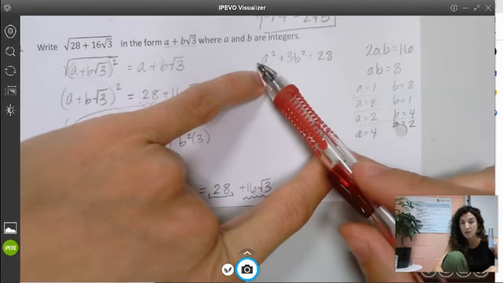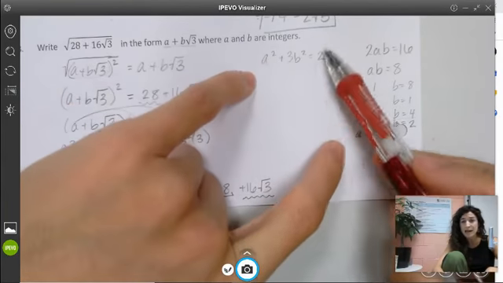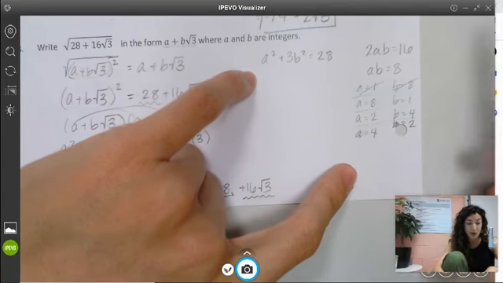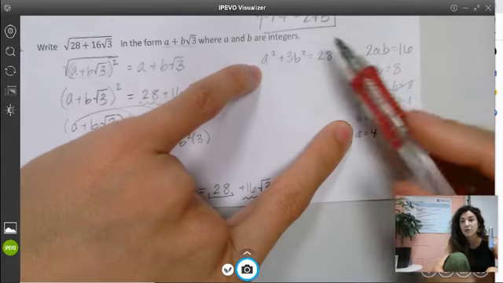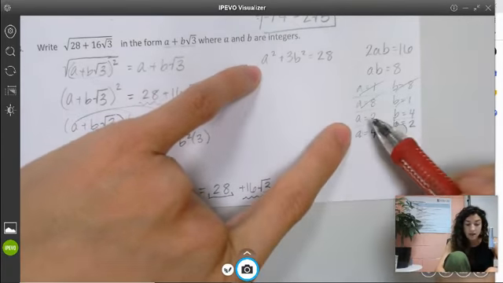If I plug in 1 for a, that'll be 1 plus b squared is 64. Multiply it by 3 and then add 1. That's automatically, we know, going to be over 28. Also thinking about it, if a was 8, that would be 64, automatically too big to fit into this equation. So that one doesn't work either.